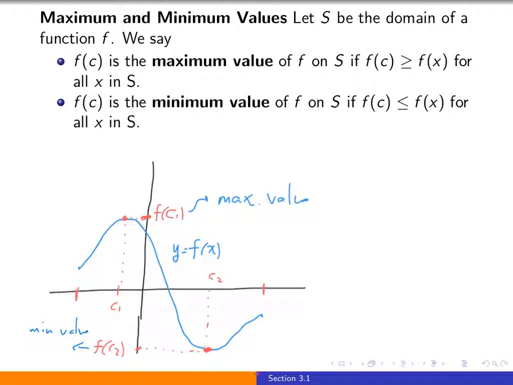We would say that the maximum is attained at the point c1, the minimum is attained at the point c2, but it's the function output that we call the max value and the min value.